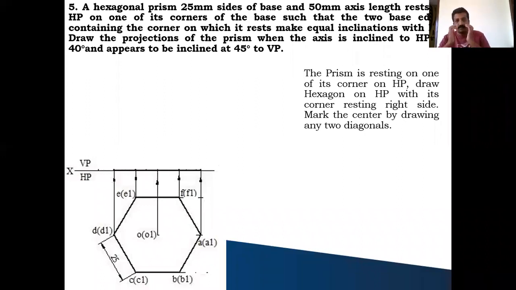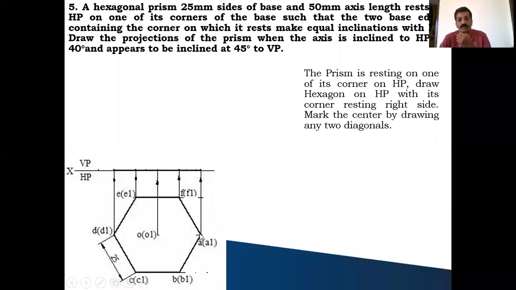Okay, so looking at the first sentence itself, he says the hexagon prism is resting on one of its corners. So you take it is on HP. So you draw the hexagon such that any one of the corners should come right side of you. That's why you use the circle method to draw the hexagon. So draw a hexagon of 25 millimeters such that any one of the corners should come right side of you.